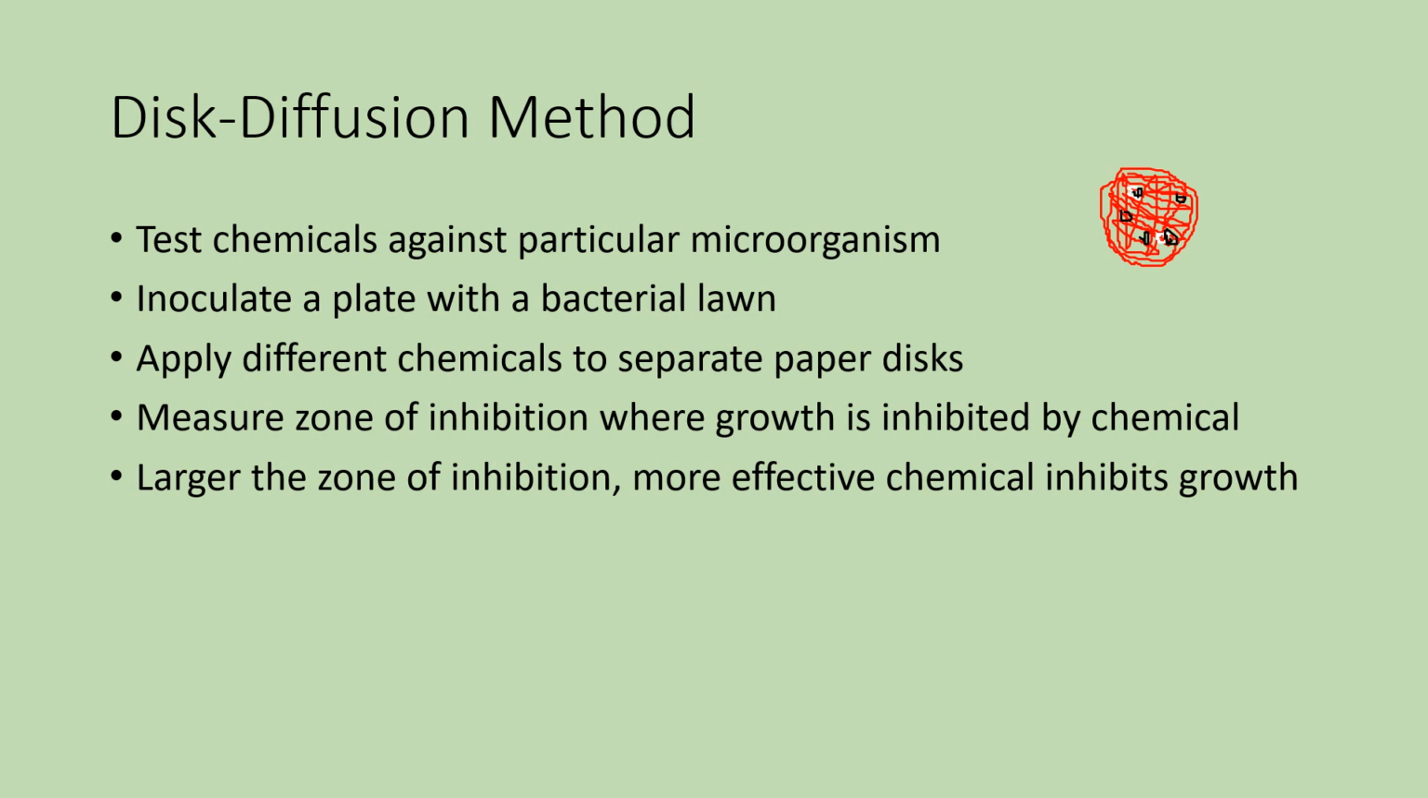After you incubate it, you come back and you measure what is known as the zone of inhibition. That is around those paper discs. If there is no growth, that is your zone of inhibition. Why is it not growing? Because the chemical has inhibited the growth. So the larger the zone of inhibition, the more effective that chemical has been.